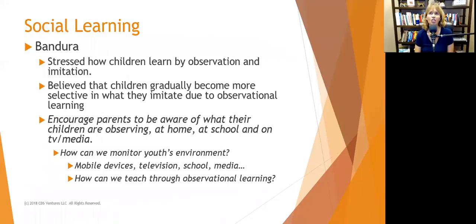Bandura stressed how children learn by observation and imitation. And if you've had teenagers, you know good and well, and even younger children, they learn so much more from what they see you do than what you say. So this is evidence of Bandura's social learning.